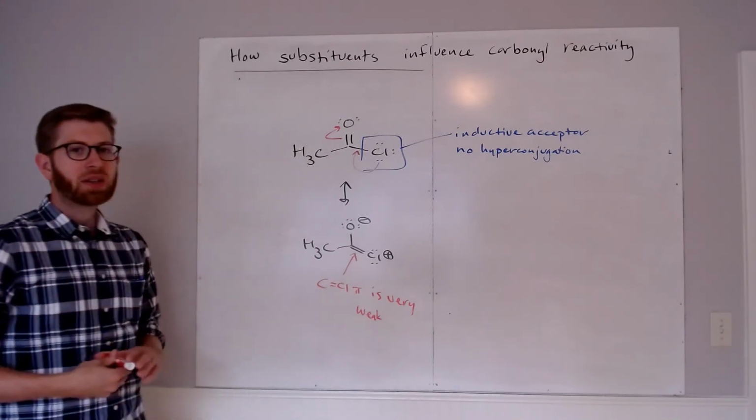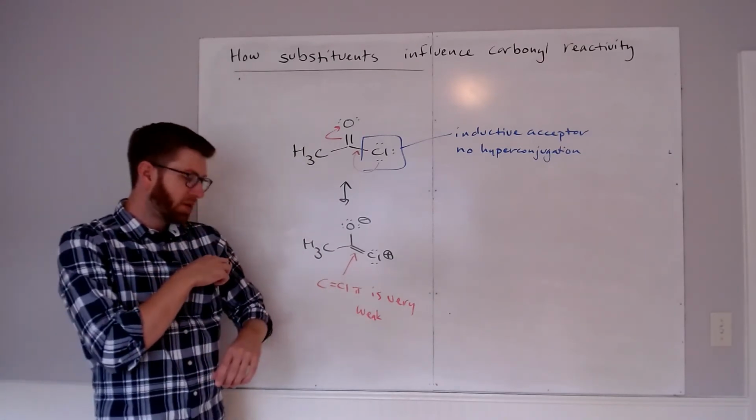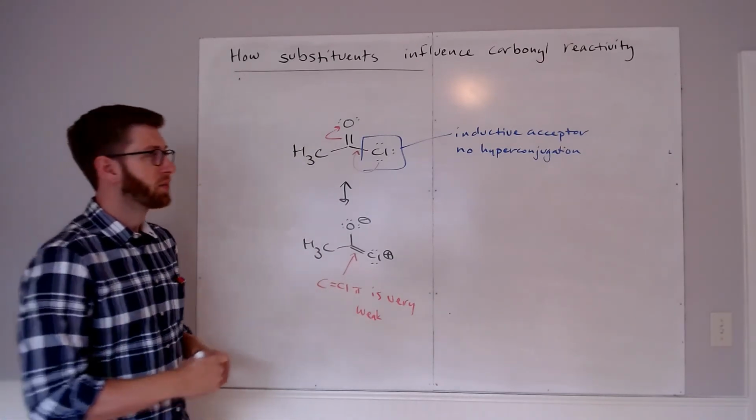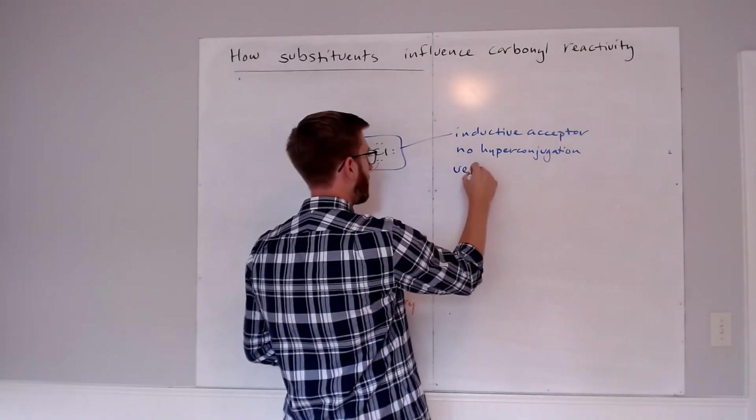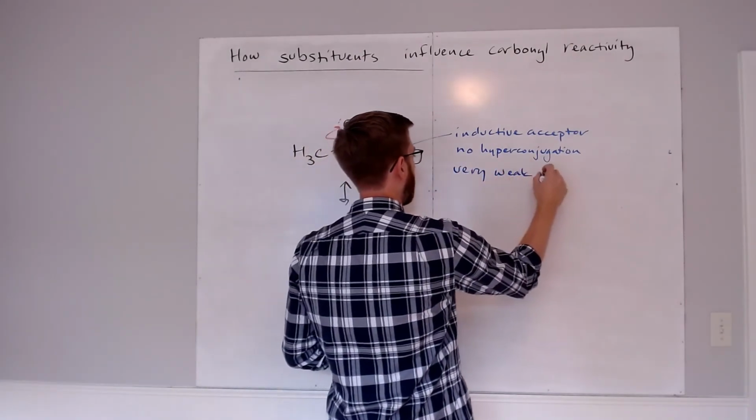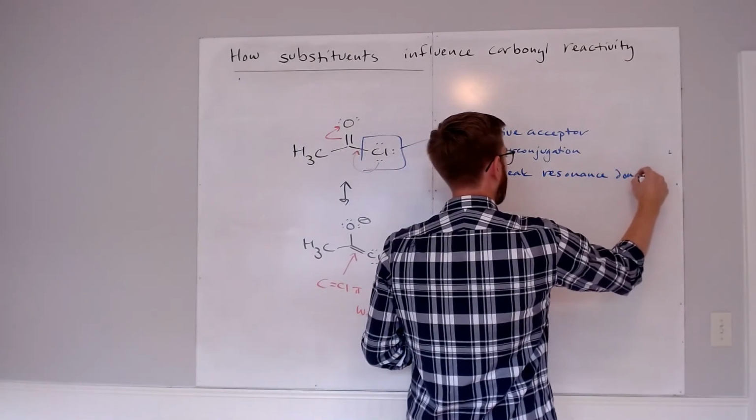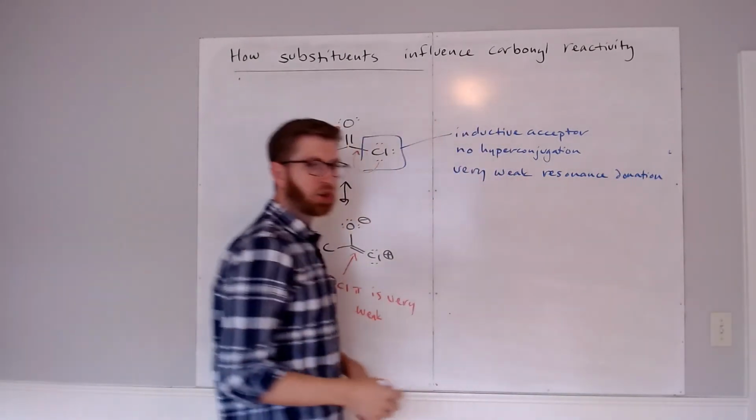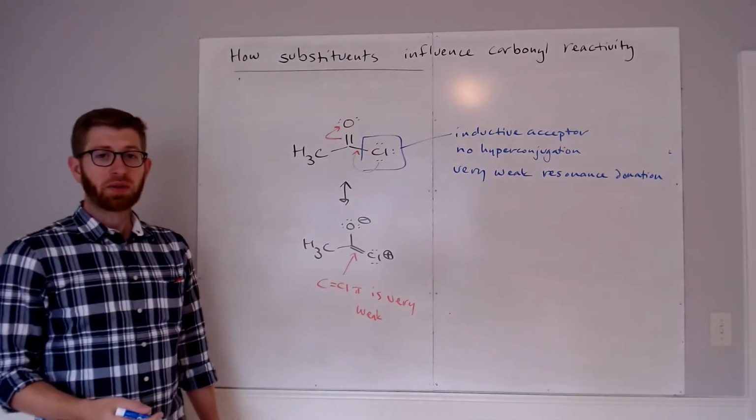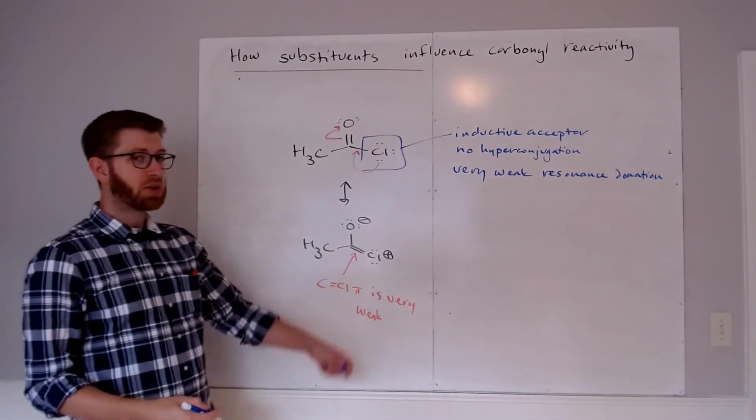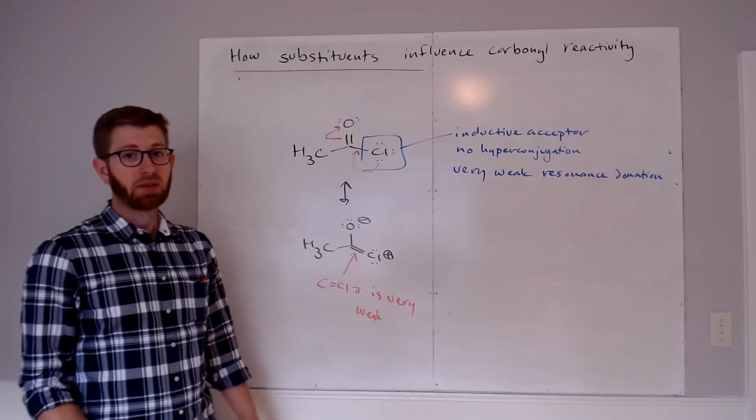So even though we could say that the chlorine is technically a resonance donor, it should be very poor at this role. So let's say very weak resonance donation. This will actually be worse even than in the sulfur of the thioester, because not only is this bond super long, but chlorine is more electronegative than sulfur.